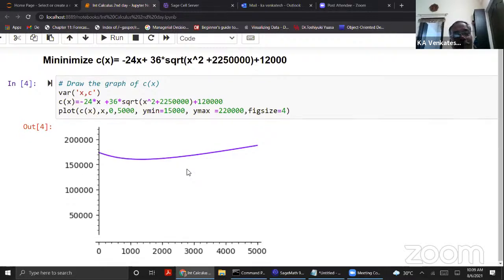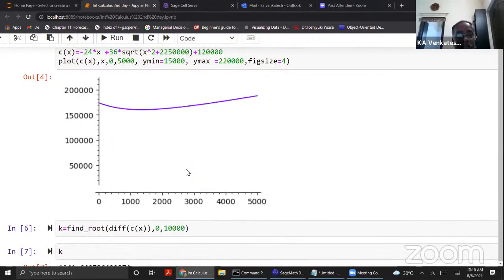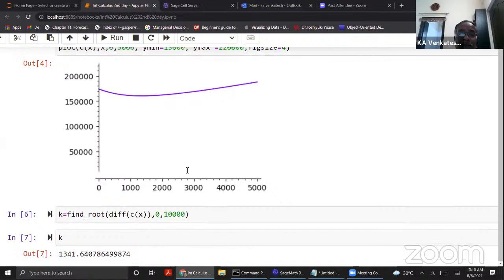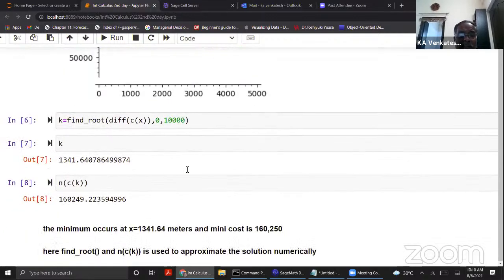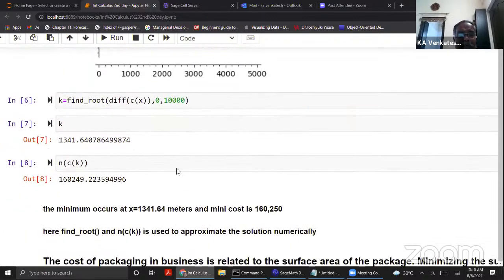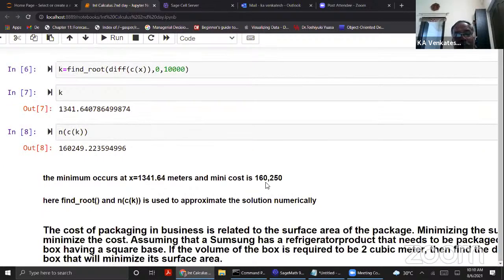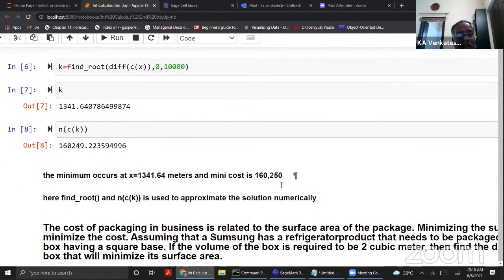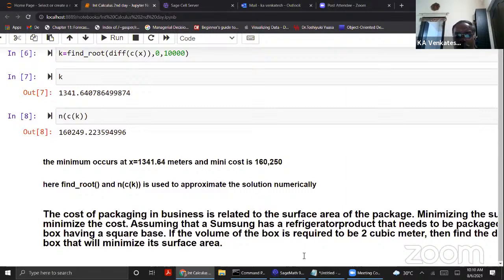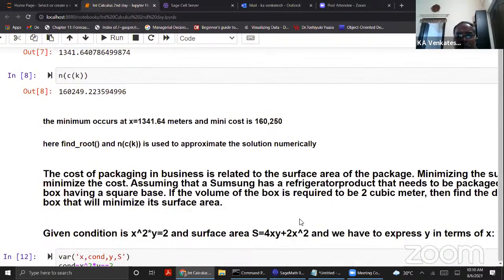So this way you can talk about that, or if it is a step-by-step process, then you have to do it the other way. So that is also something we can look at. So that's what I have written here: the minimum occurs at x equal to this value and the minimum cost is this. So as a note, I have given that find_root as well as n of c of k is used to approximate the solution numerically.